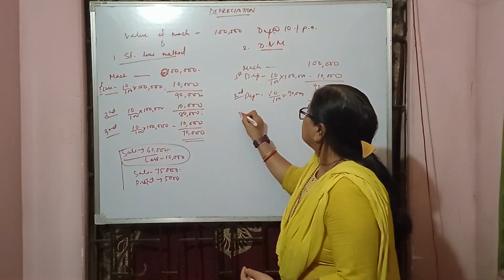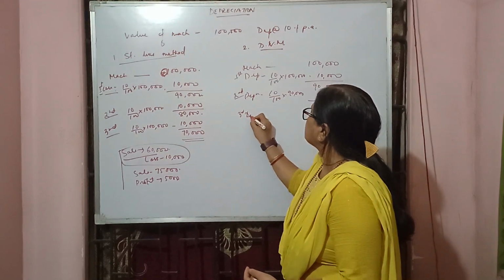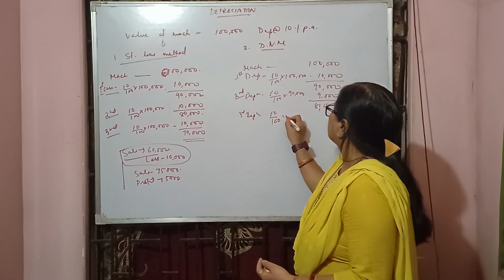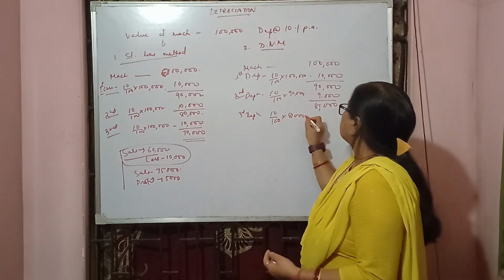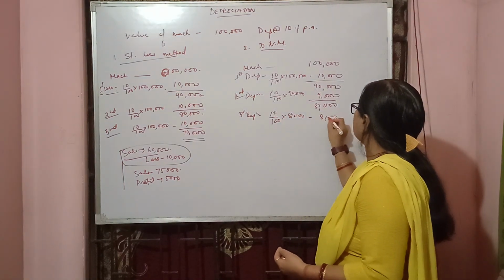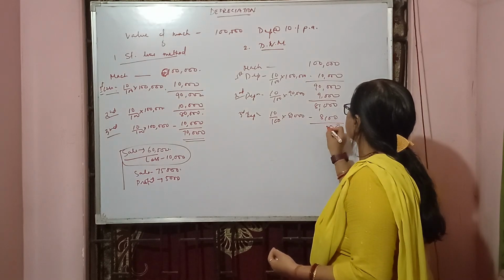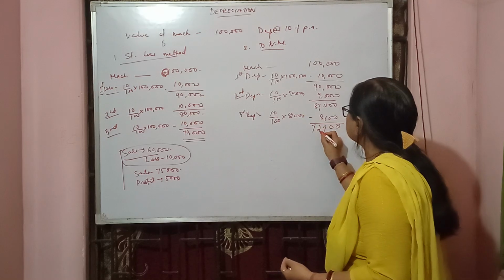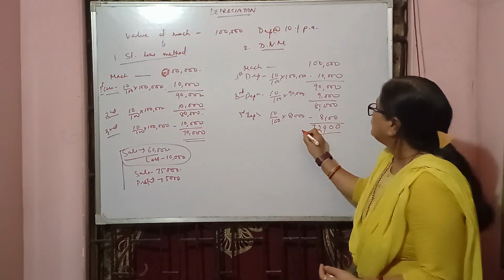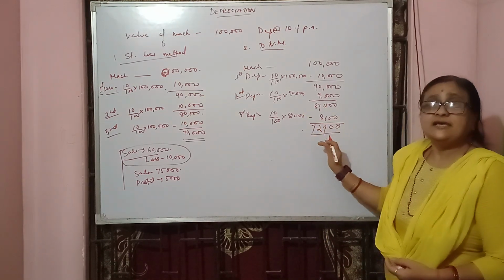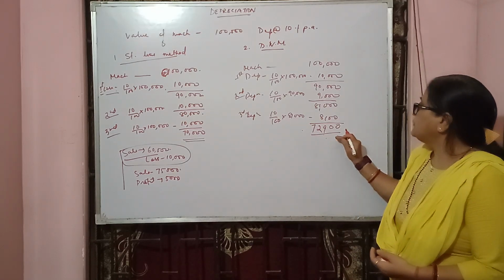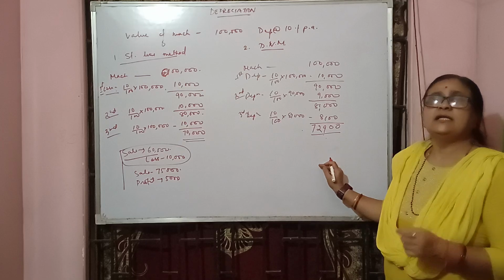Now in the third year, depreciation will be 10% of 81,000. That is 8,100. So this is the book value of the asset. If we sell for more than this value, it will be our profit, and if we sell for less than this value, it will be our loss.